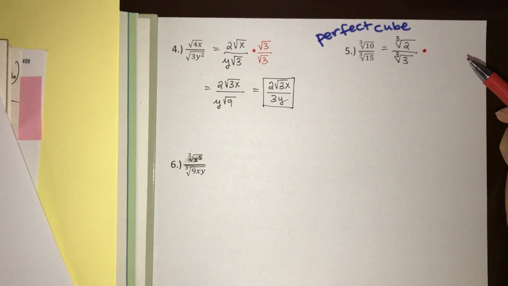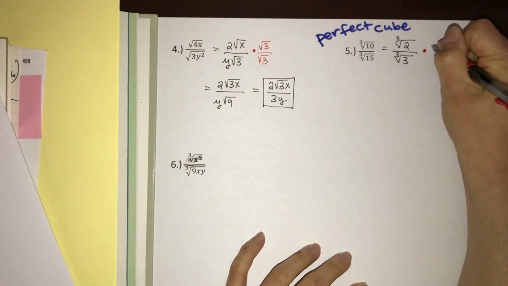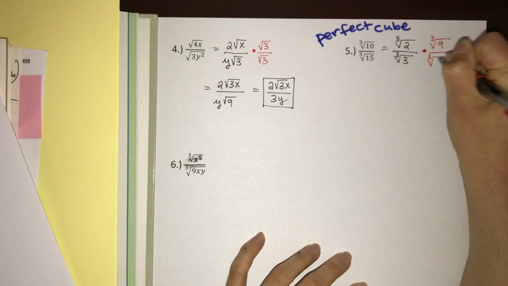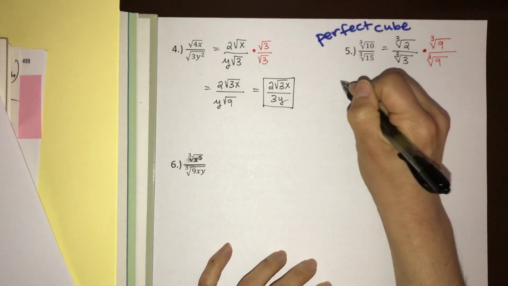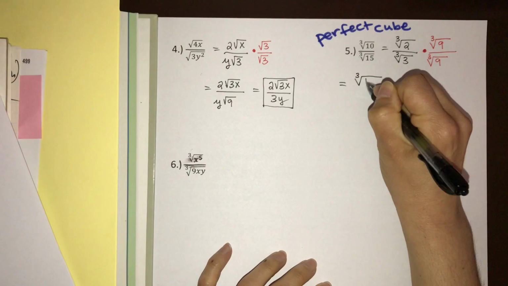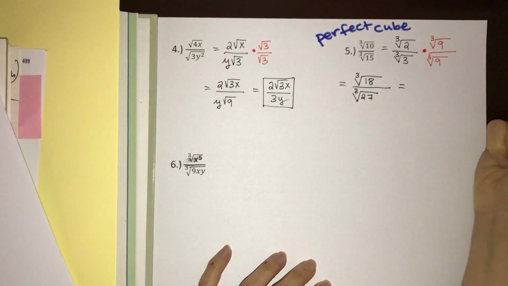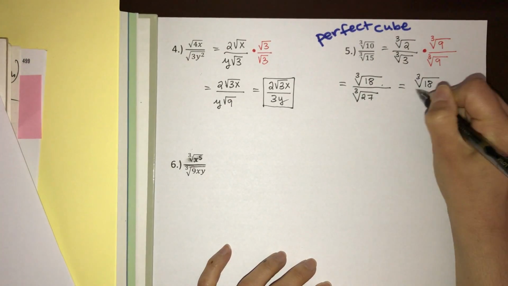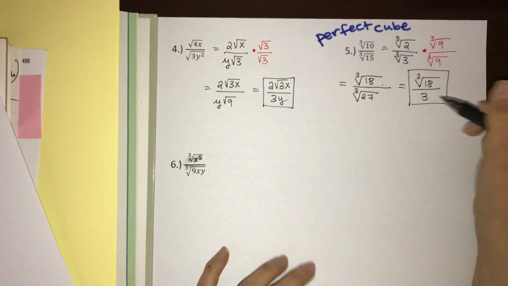Like I said, 3 is not a perfect cube, but we did say that 27 is. So 3 times what is going to give me 27? 3 times 9. So we want to multiply by cube root of 9 over cube root of 9. So that's how we're going to get 27. So let's go ahead and write what we get. We cannot simplify cube root of 18, so that stays. Denominator becomes 3. And our problem is rationalized in the denominator.